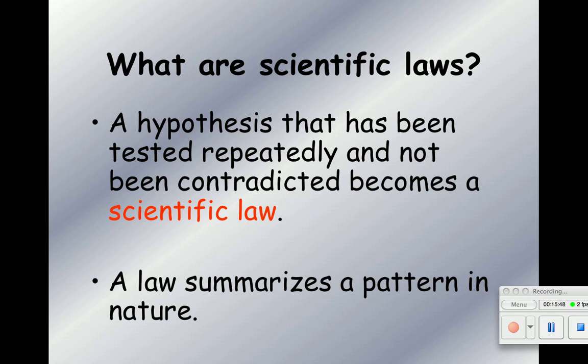The theory of evolution is still called a theory and has not been called a law because we have not gathered enough information at this time to say, I'm pretty well sure that that's what's happening. Okay? So a law is summarizing a pattern that we're seeing in nature that's never contradicted. Okay?